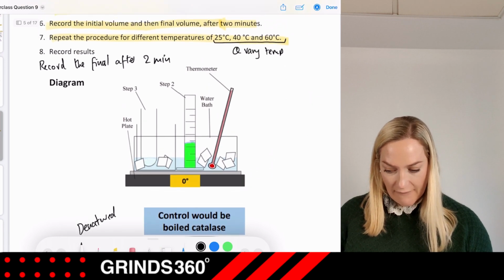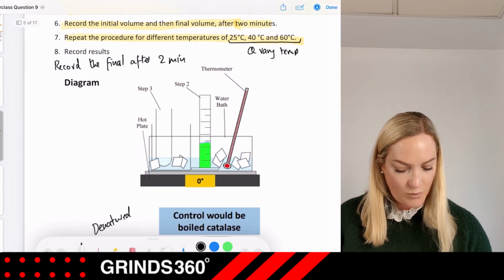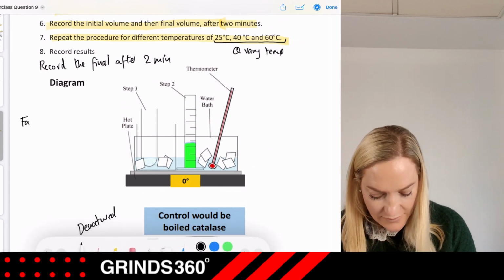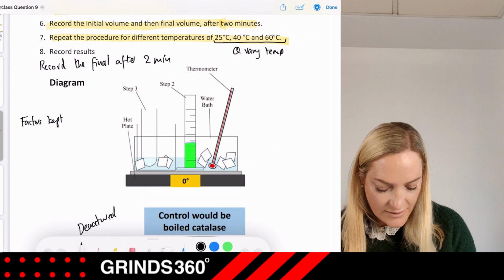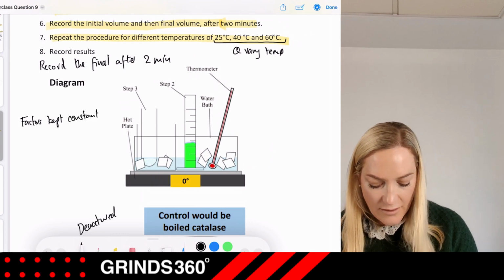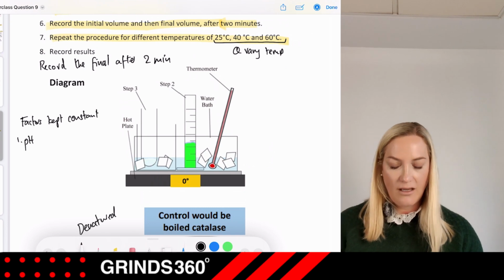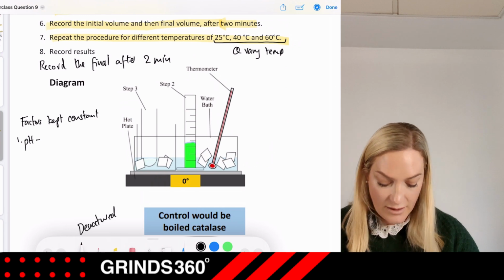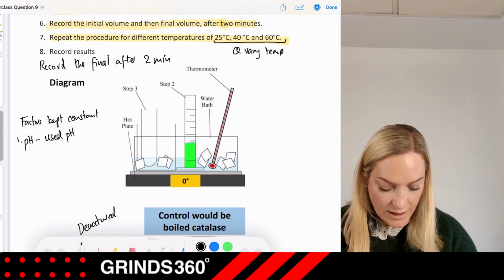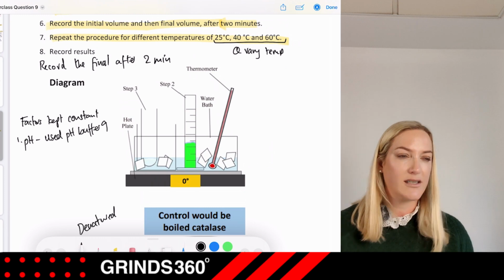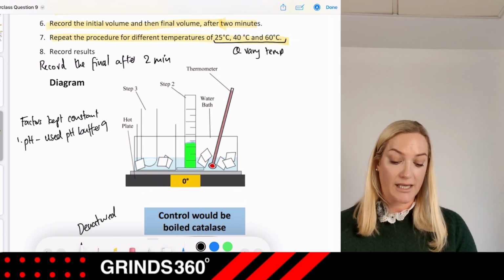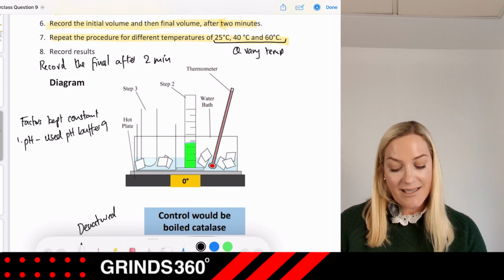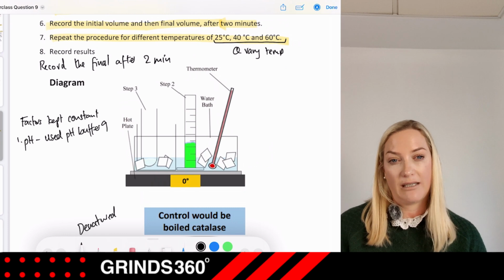Now, let's look at factors that will be kept constant. Will I fit it this side? Yeah. Factors kept constant. So we're going to have 3. The first is pH. How do we keep the pH constant? We used pH buffer. But we used pH buffer 9. Do you have to say 9? No, you can say pH buffer. And some of you may actually have used pH 10 as your constant pH there.